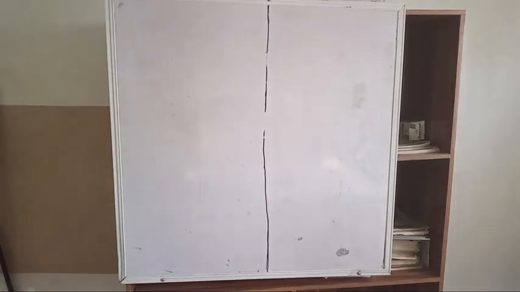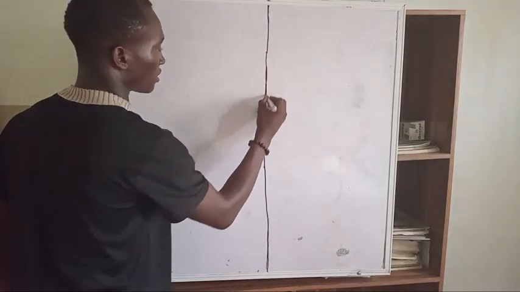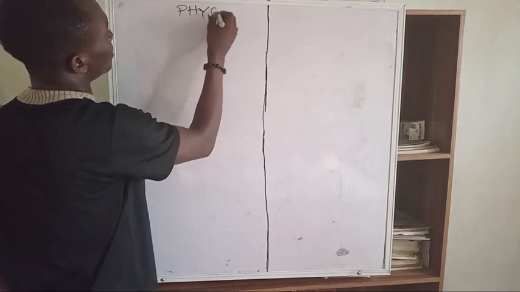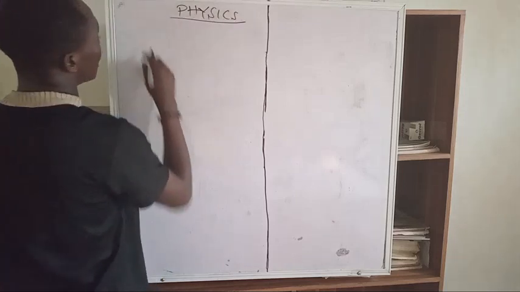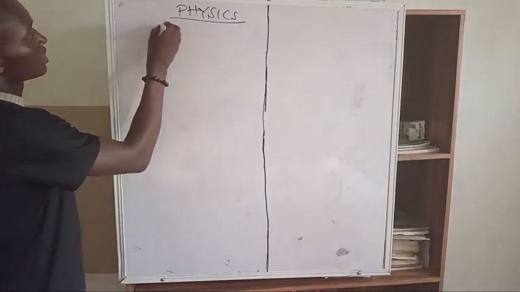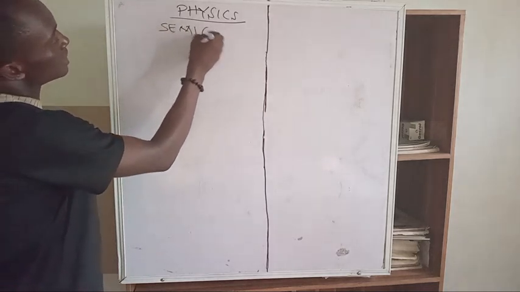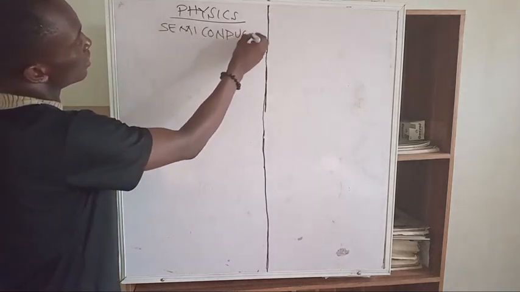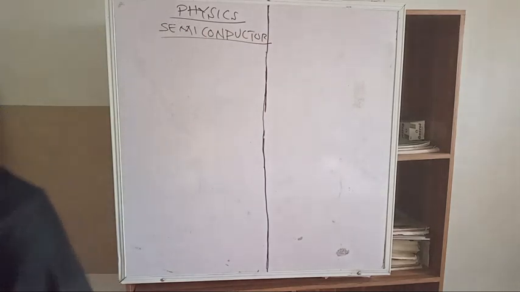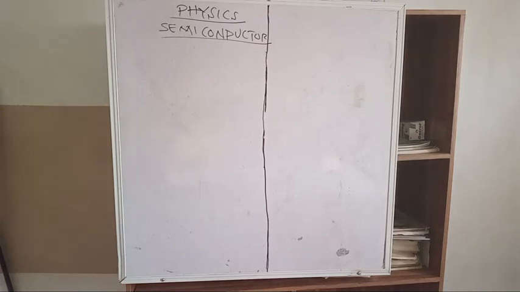Okay, so we want to look at semiconductors this evening. Semiconductors and electronics. Now, what is a semiconductor? A semiconductor is a substance whose property lies in between the conductor and the insulator. So the property of a semiconductor lies in between the conductor and insulator.